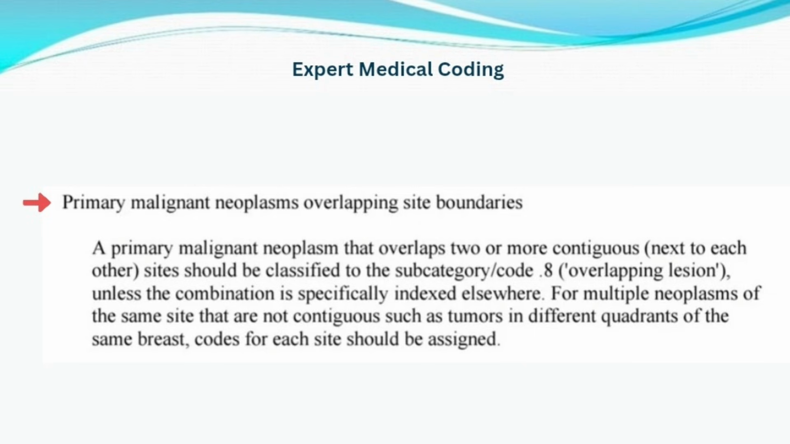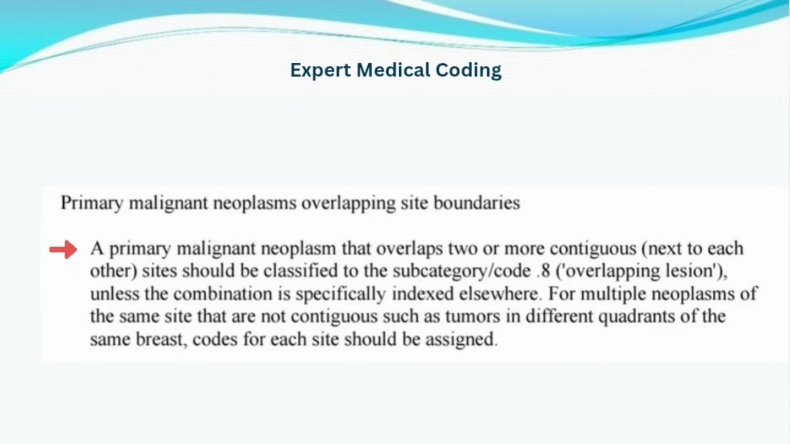Now let's move towards the next coding guideline, which is about primary malignant neoplasms overlapping site boundaries. A primary malignant neoplasm that overlaps two or more contiguous, that is next to each other, sites should be classified to the subcategory code that is .8, overlapping lesion, unless the combination is specifically indexed elsewhere. For multiple neoplasms of the same site that are not contiguous, such as tumors in different quadrants of the same breast, codes for each site should be assigned.